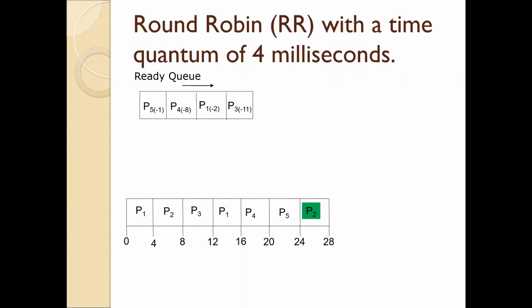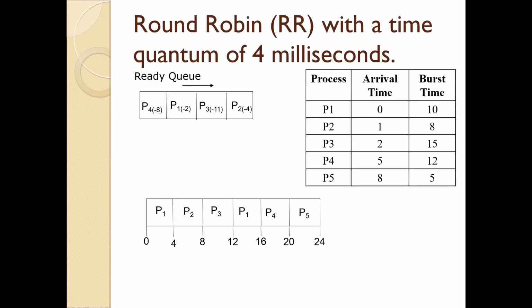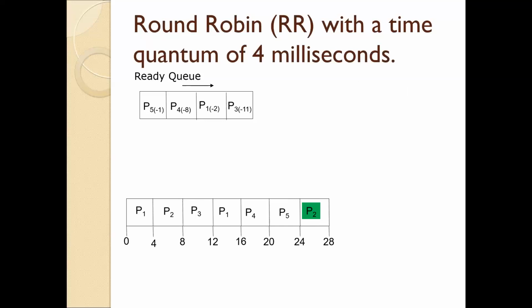Now you can see P2 completes because P2 had only 4 milliseconds remaining. P2 completes, and therefore no need to put it back into the ready queue because P2 has already finished its execution. Now P3 can start for another 4 milliseconds. P3 cannot complete, so we put P3 back to the ready queue.